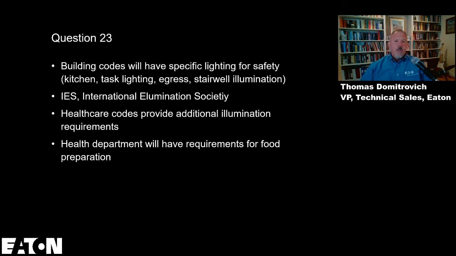Don't forget about healthcare or any other really specific application. You may be in a specific application that is not covered. It's not a healthcare installation. It's not something that I'm thinking of right now. It might be a unique application where there are codes and standards that may have specific requirements. But they will be outside of the National Electrical Code, because the National Electrical Code, remember, is an installation requirement.